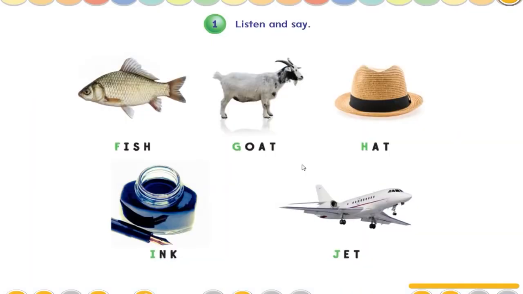1. Listen and say. استمع وكرر. F says fish. G says goat. H says hat. I says ink. J says jet.